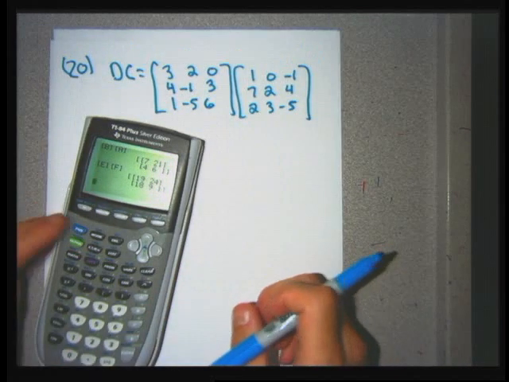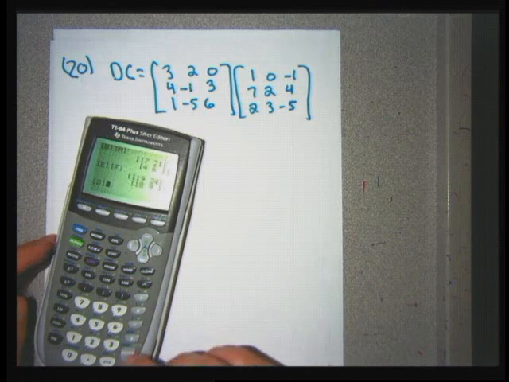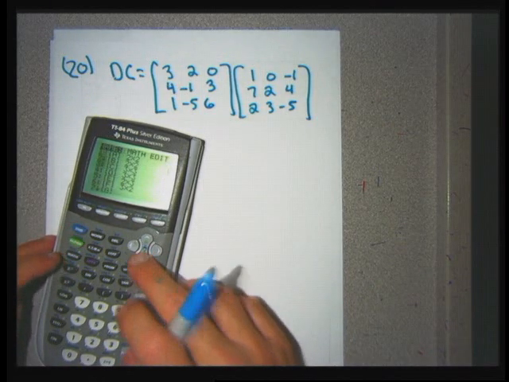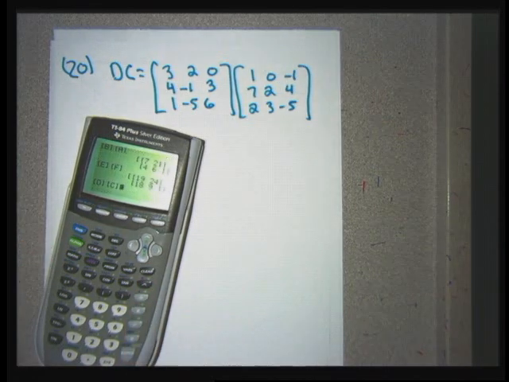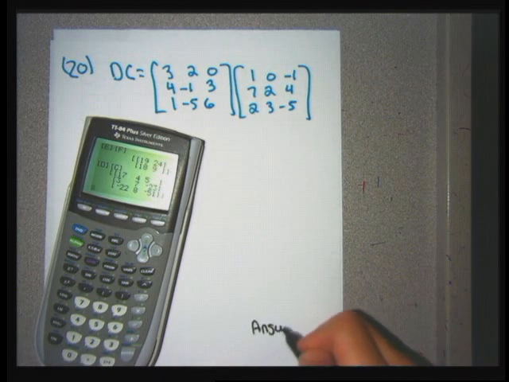So I'm going second matrix names, getting the D highlighted first, then second matrix names, getting the C highlighted second. So there's D times C on my calculator, and it's going to give me the answer that I'm shooting for, some reasonably large numbers in there.